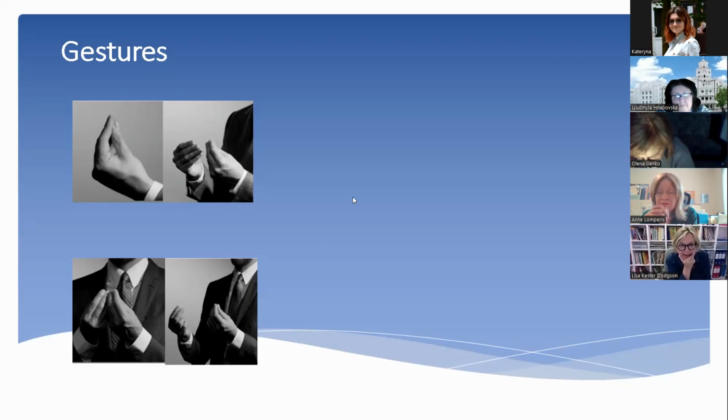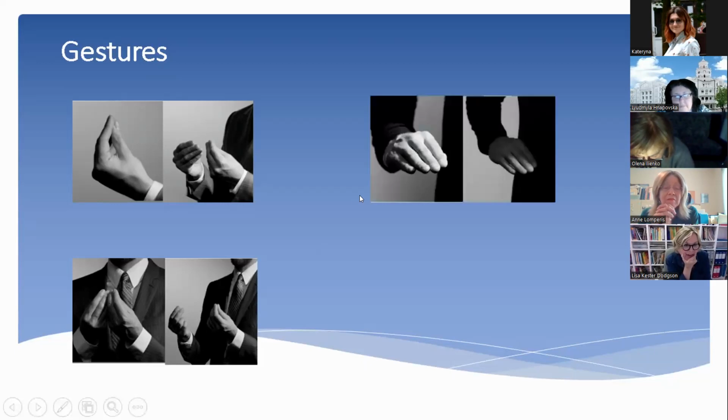The next one. The third gesture, it's number 3. It means, what are you doing? Any ideas? Keep silent.